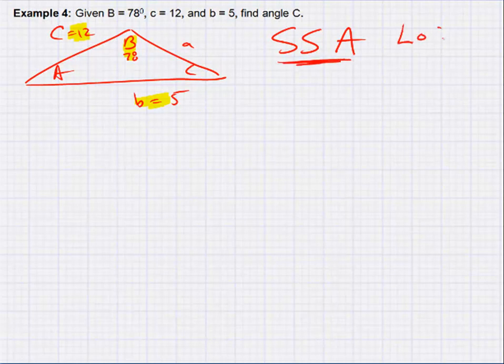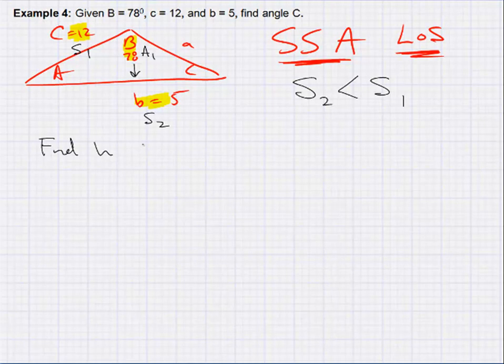This is law of sines. So we need to figure out what do we have. We'll label our sides. Angle is always angle 1. The side that touches that angle is always side 1. And the side that's opposite that angle is side 2. So compare side 2 and side 1. Which one's bigger? Side 1 is clearly bigger. That's the ambiguous case. Now I have to find h. Well, h is calculated by side 1 times the sine of angle 1.